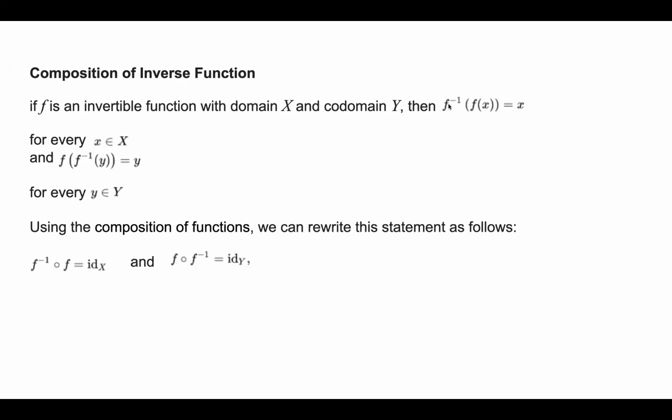Okay, this f raised to minus 1, that is f inverse, is nothing but the inverse of this function f. So whatever x becomes will be there as the original x. For every x belongs to X, f inverse of f of x is equal to x, and f of f inverse of y is equal to y for every y belongs to Y.